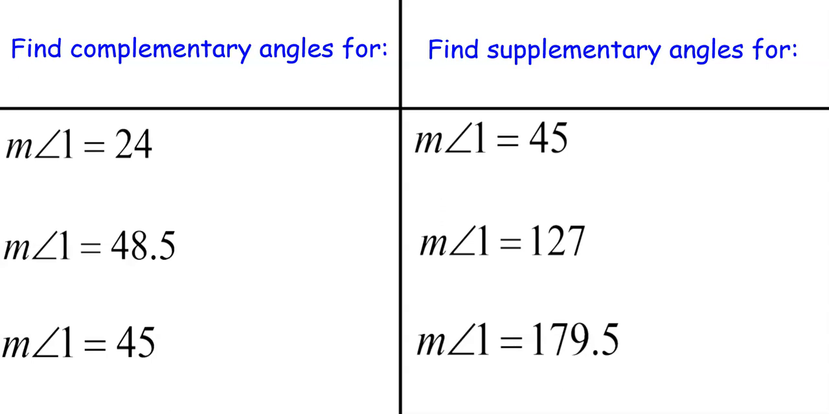In the column on the left, you're going to find the complementary angles to those ones that were given, and on the right, you're going to find the supplementary angles for the ones that are given. So pause the video, calculate the complements or the supplements for those angles, come back when you're ready to see the answers, and move on to one last type of angle relationship.